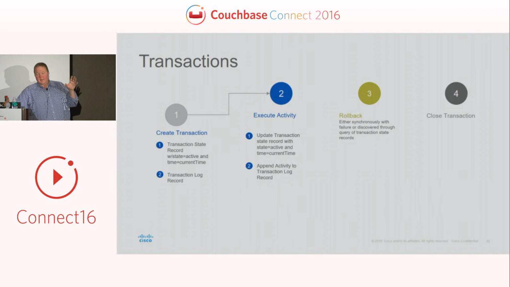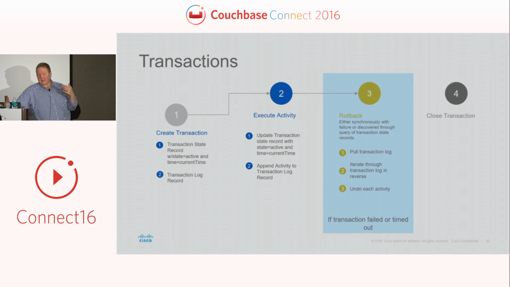As we're executing the activity and going through each step of the activity, call node 1, call node 2, do step A, do step B, C, D, E, F, whatever, you update the transaction state record with the current time, and then you append each step of your activity to the transaction log record. If you reach a scenario where the transaction failed or timed out, and if it failed, you have to know that basically in memory and on the node that you're handling.